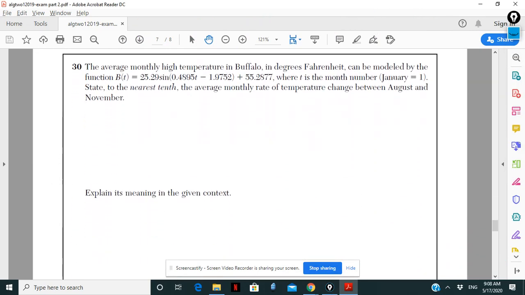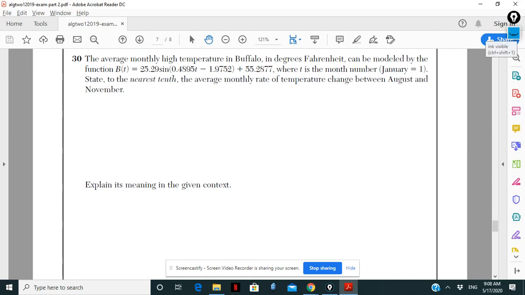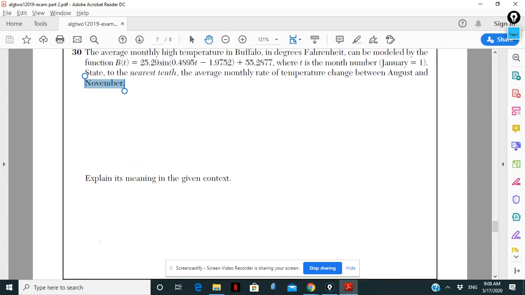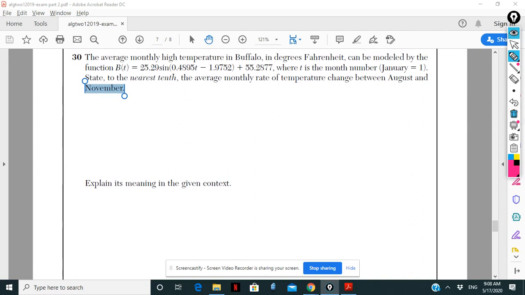Question number 30. The average monthly high temperature in Buffalo in degrees Fahrenheit can be modeled by the function. So you give me a sine function, where x is the month's number. Set to the nearest tenth, the average monthly rate. So I have to find B(8), because August is the 8th month, so B(8) and B(11). And I should use the radian mode.